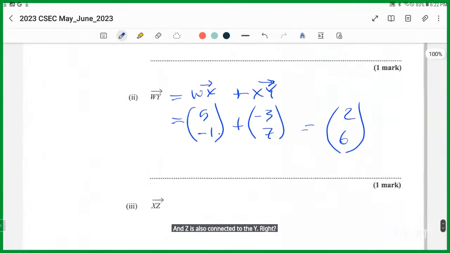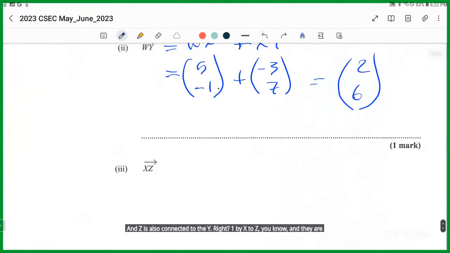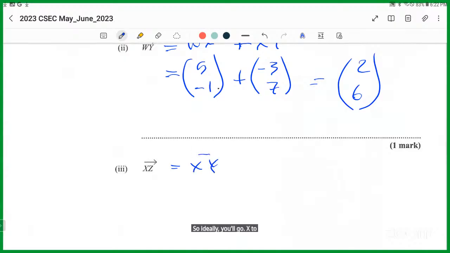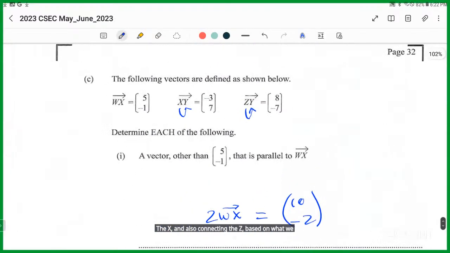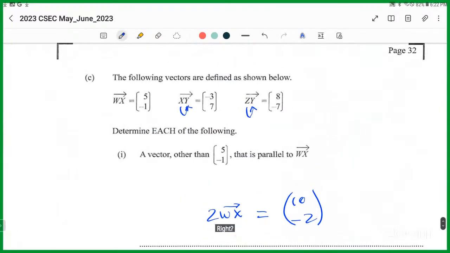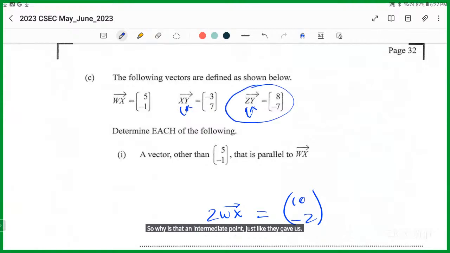We want to go x to z, and they are both connected with a y. So ideally, you will go x to y first, and then go from the y to the z. That's how we can go from x to z, because y is connecting the x and also connecting the z based on what we have. See here? X connects to the y, and the z also connects to the y. So y is like an intermediate point.